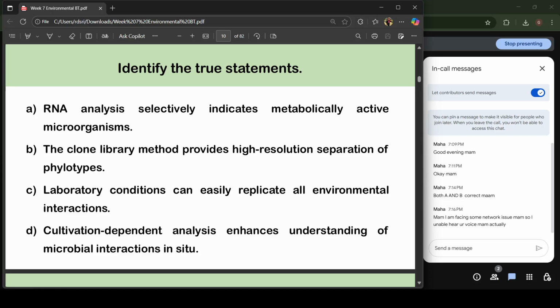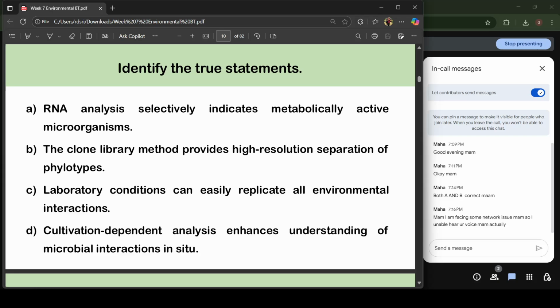And the last statement is cultivation dependent analysis enhances understanding of microbial interactions in situ. Cultivation dependent in the sense that we are going to culture the organism in a laboratory. In that case, it is not going to help us understand the interactions in situ.